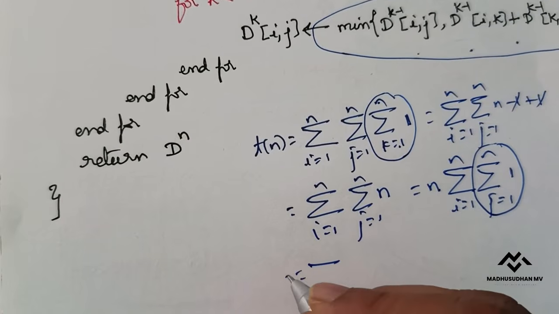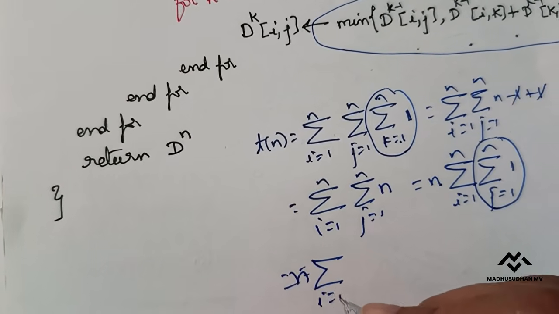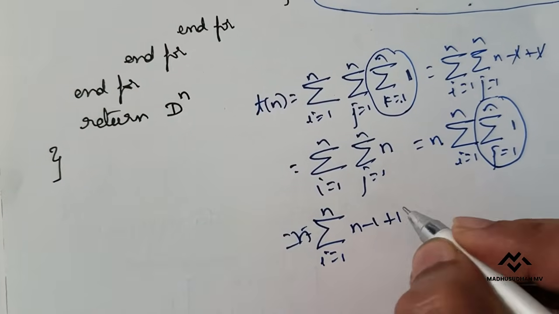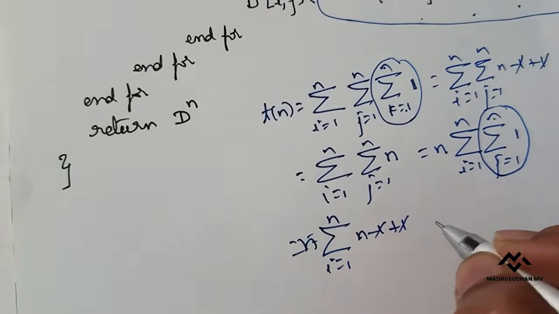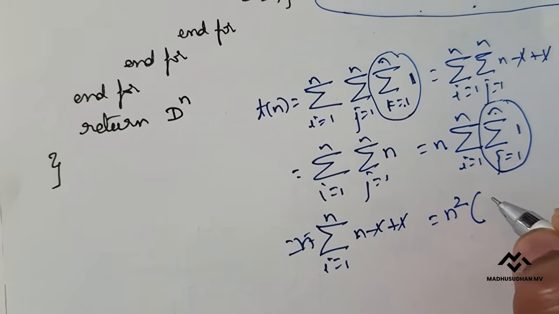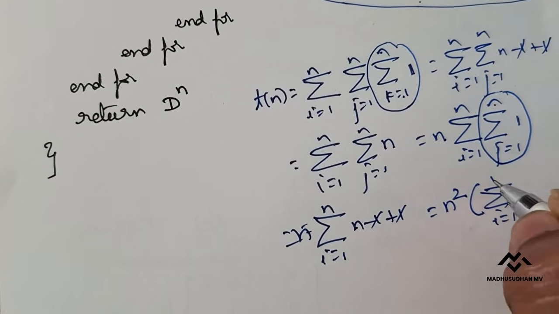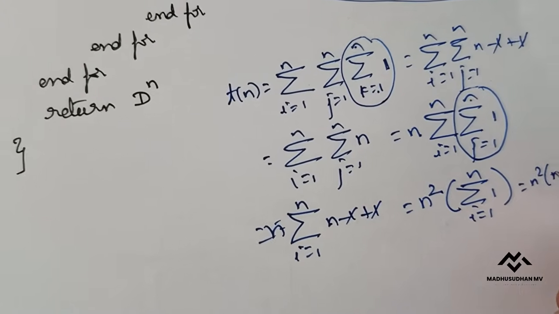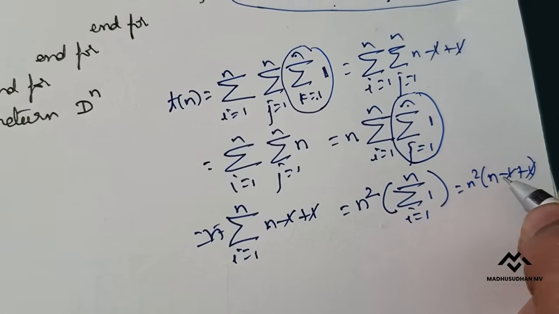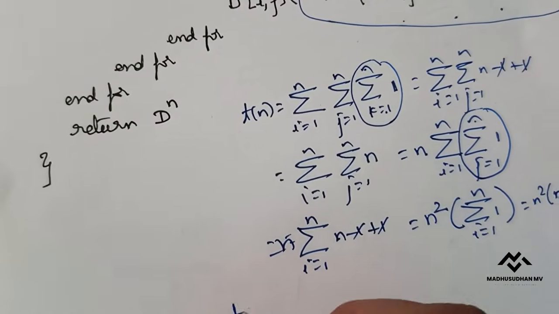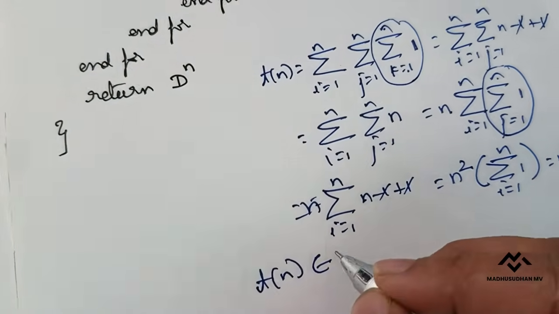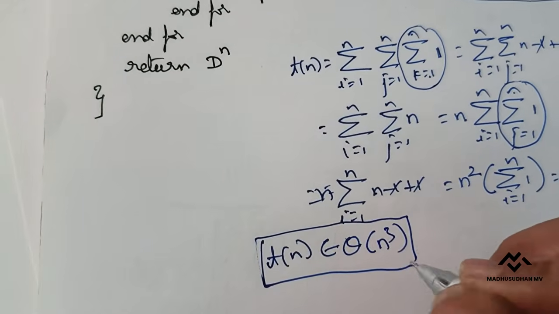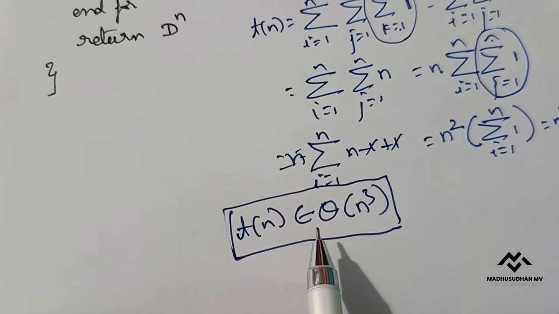So this is the sum for i = 1 to n. Upper limit minus lower limit plus 1, so n cancels. If I take this n outside, it becomes n squared, and then I get the sum over i = 1 to n of 1. Now apply the formula for this one: n squared times n minus 1 plus 1, which is n, so n into n squared, n cubed. So T of n belongs to big theta of n cubed. This is the time complexity for the Warshall Floyd algorithm.